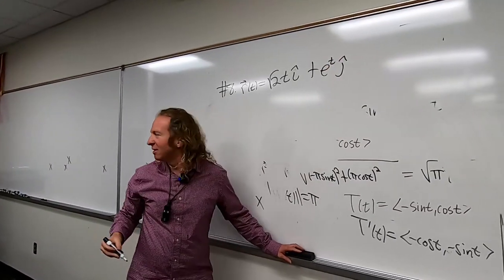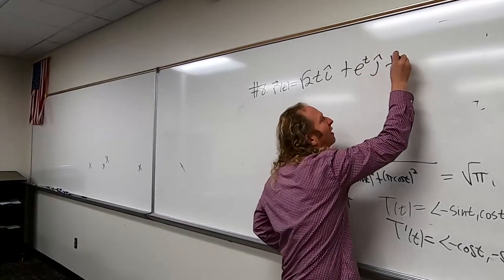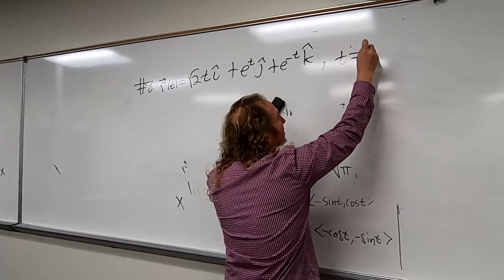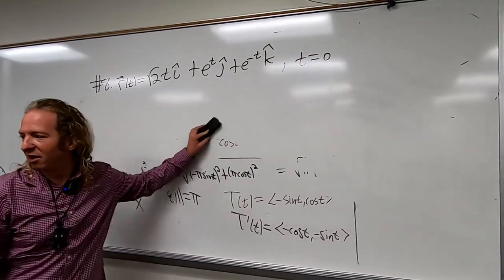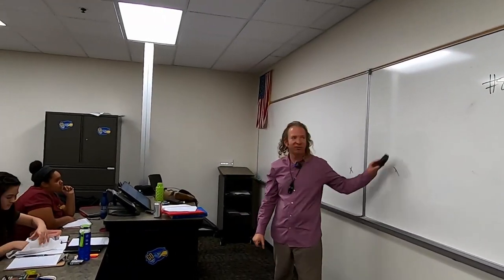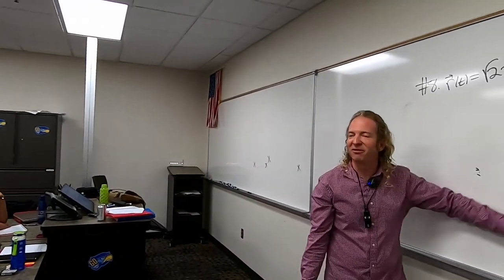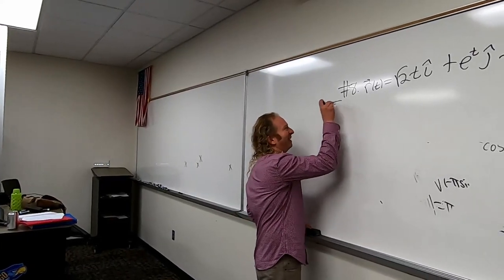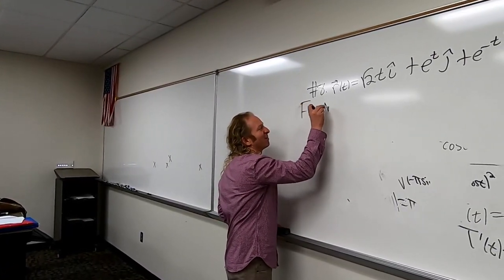And what's the last piece? Plus e to the negative t. t equals 0. Oh, that's good. Okay. And then what's n? Find the principal unit normal vector to the curve at the specified value of the parameter.